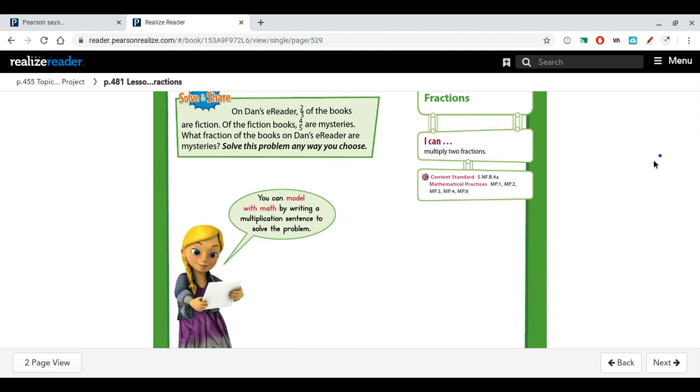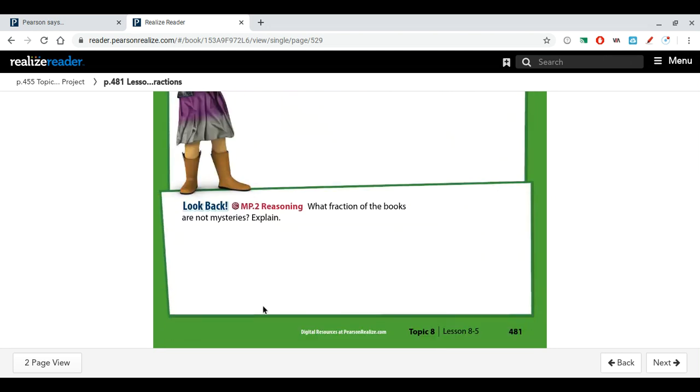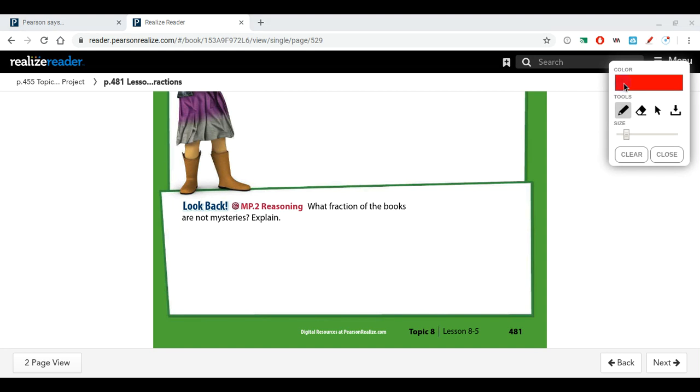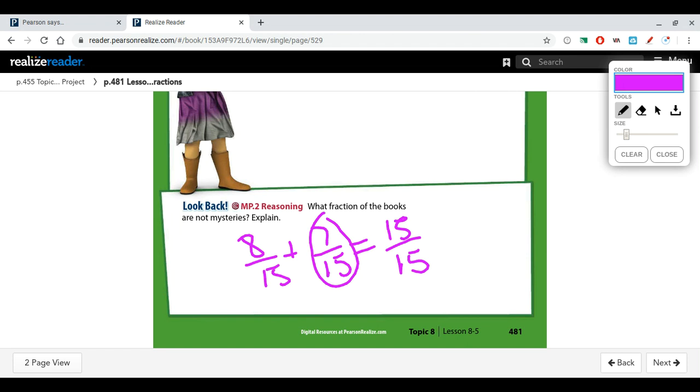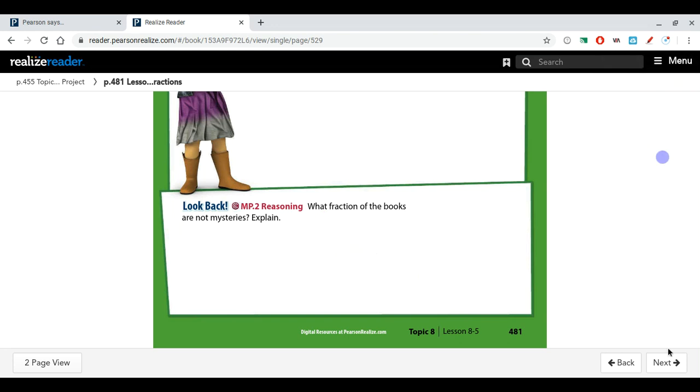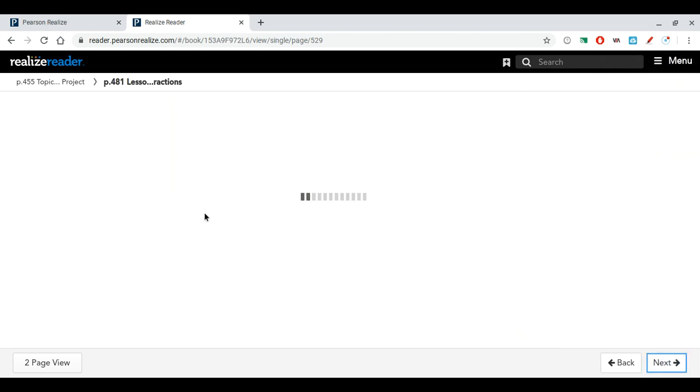All right, let's go ahead and take a look at your look back. It says, what fraction of the books are not mysteries? Explain. If we're looking at the fraction of the books that are not mysteries, 8/15 were mysteries. And so I'm looking for the value of fifteenths that is not mysteries. It's going to give me the total of the fiction books. And so my answer is going to be 7/15, because 7/15, when I add that to 8/15, is going to give me a whole. Okay.